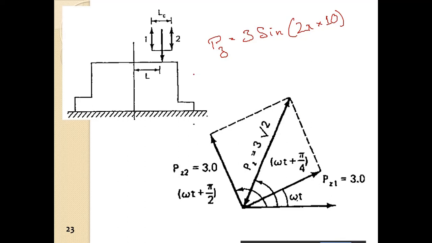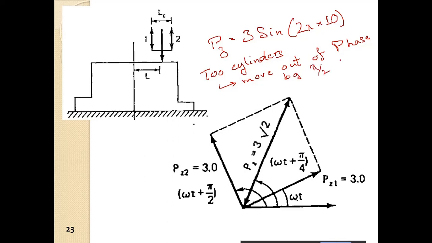And it is given there are two cylinders basically. So there are two cylinders which move out of phase. So this is an important part. They move out of phase by pi by 2, or 90 degree, that is.